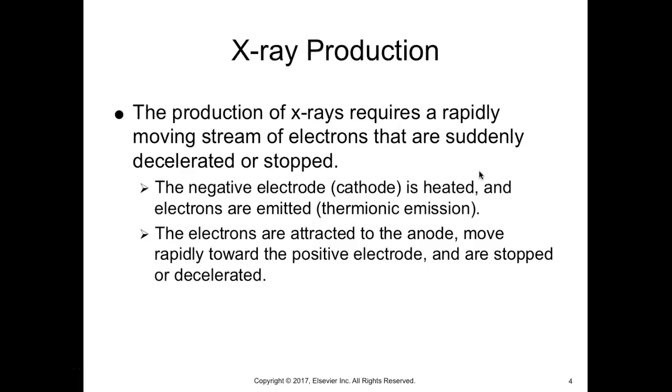So the production of X-rays requires a rapidly moving stream of electrons to suddenly be stopped or decelerated. So the negative electrode, which is called the cathode, is heated, and the electrons are boiled off. We call that thermionic emission. The electrons are attracted to the anode, which we'll go into in another class as to how they're attracted. So the electrons move rapidly towards the positive electrode, and are stopped or decelerated when they hit the anode.